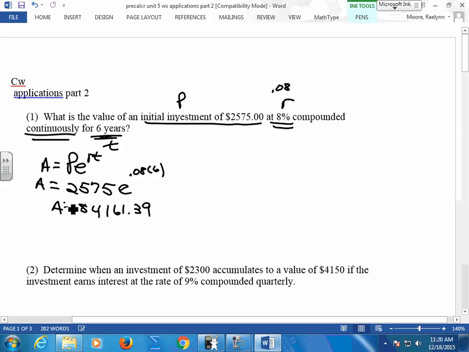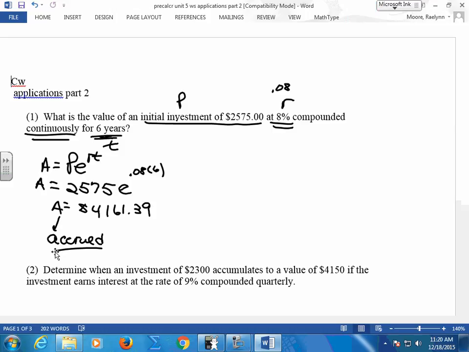Very good. At the end of my 6 years, it's a nice little chunk of change. If I could put this money in now, if I had 8% compounded continuously, I would have $4,161.39 in there. A means accrued. I will have exactly that much money in that bank after 6 years. Same thing we've been doing, right?